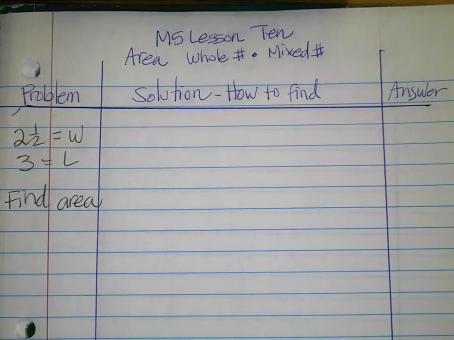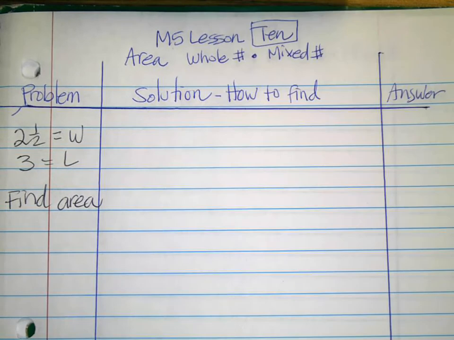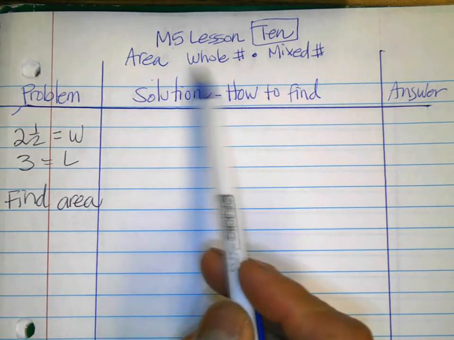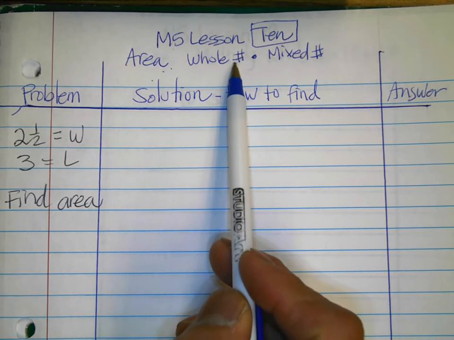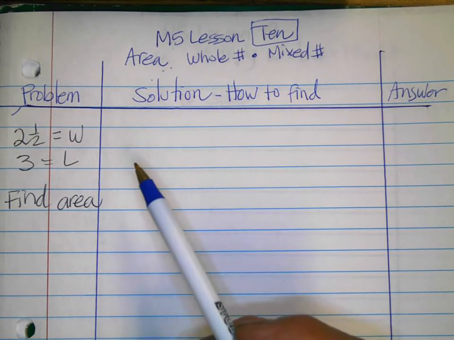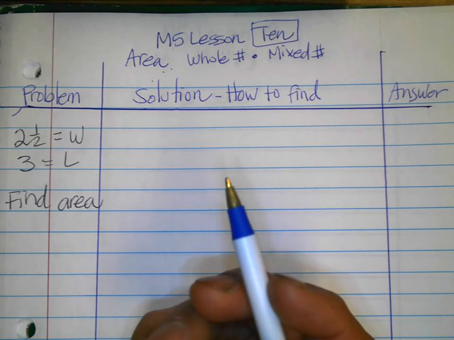Okay, now we are on module 5, lesson 10. Now we're going to find the area, and the area is going to be found by multiplying a whole number times a mixed number. So we have the length and the width, and we're going to call these units.